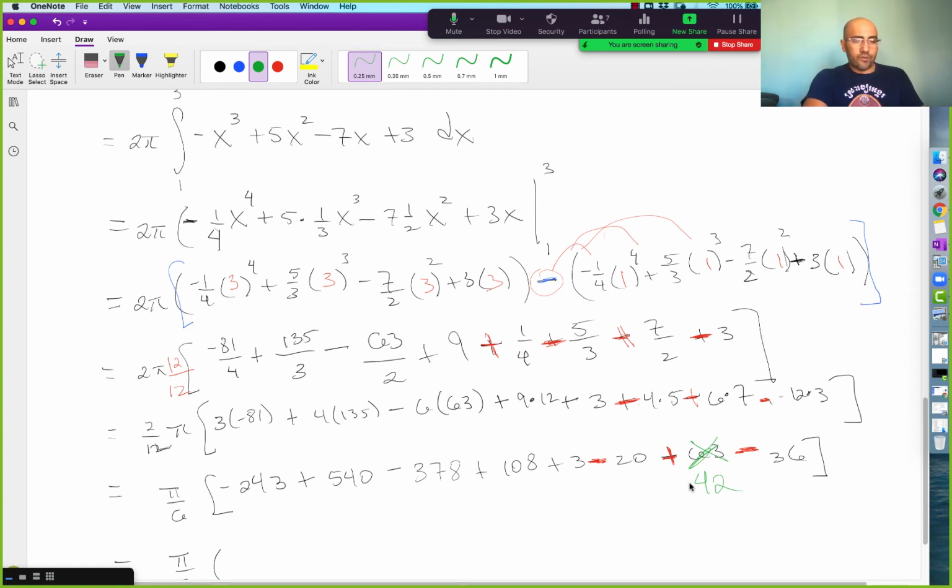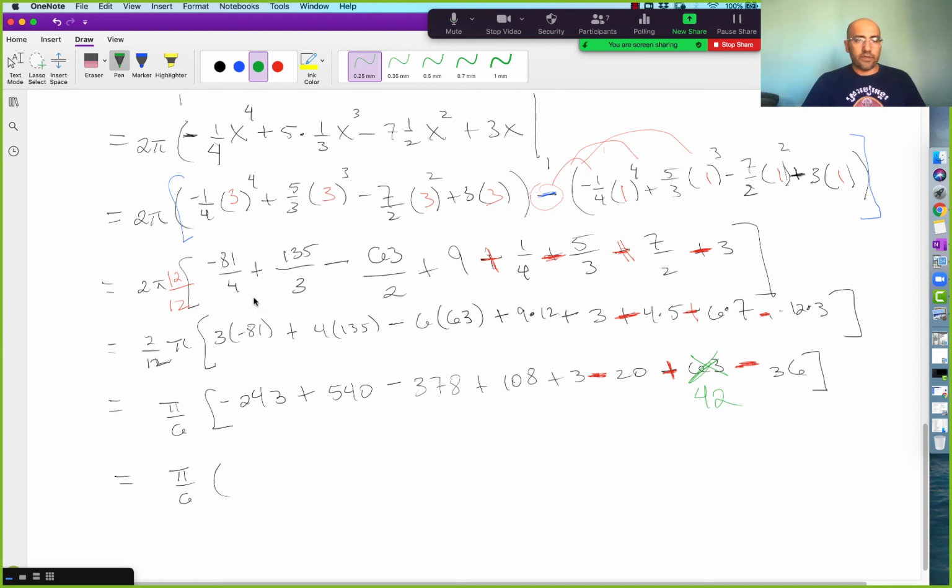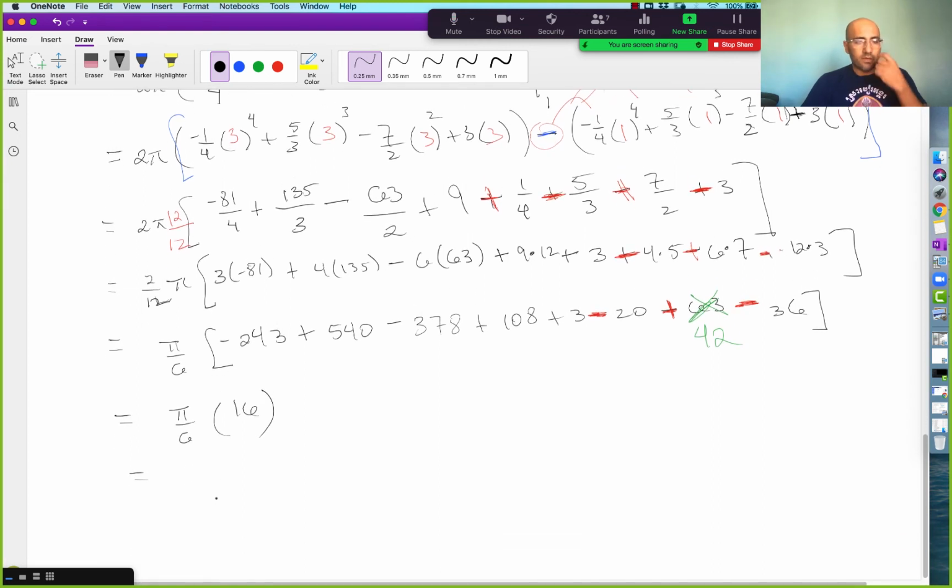Negative 243 plus 540 minus 378 plus 108 plus 3 minus 20 plus 42 minus 36. We get the 16. Cool. Okay, so that's going to bring us over to 16. And then that reduces into 8/3. Yes, 8 pi over 3. 2 goes into there, 2 goes into there, and that's our answer.